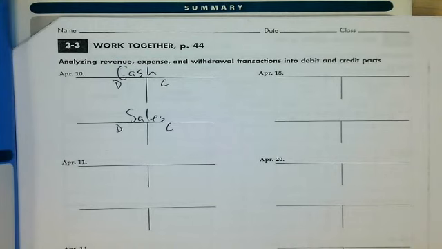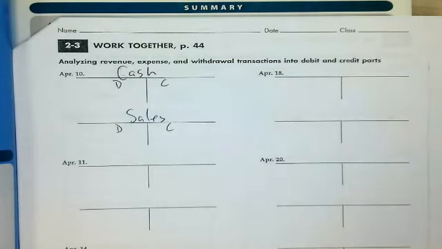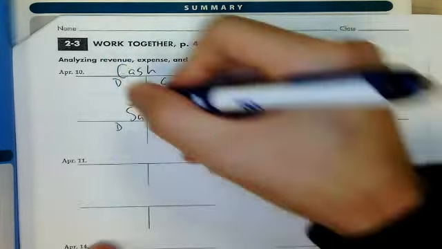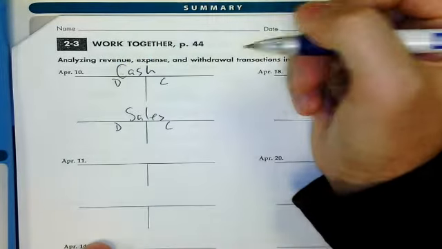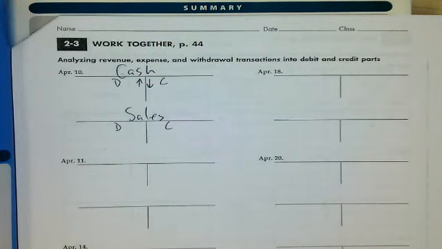Then, depending on what kind of an account it is will depend on how it increases or decreases. So, for cash, what kind of an account, asset, liability, or owner equity, is it? Asset. Good. So assets increase on which side? The debit side. Debit on the left, credit on the right. So it increases on the debit, decreases on the credit.